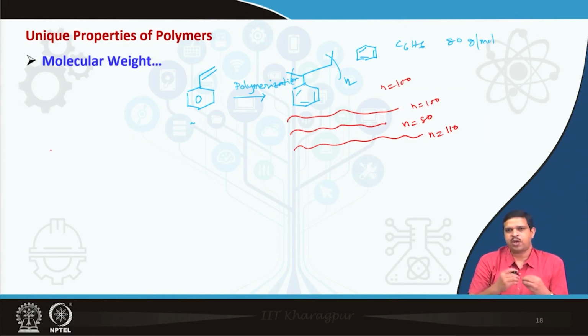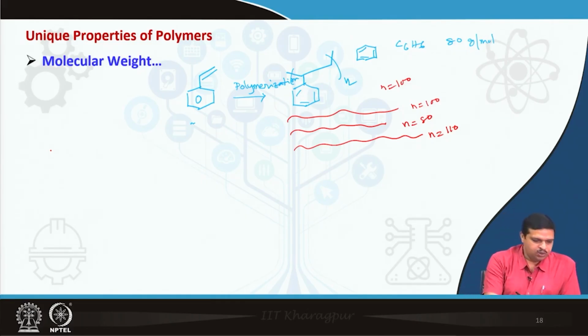All these molecular weights, Mn, Mw and Mz, are actually average molecular weights. This average molecular weight concept is not required for small molecules, because as I told you, the molecular weight for small molecules is very specific.